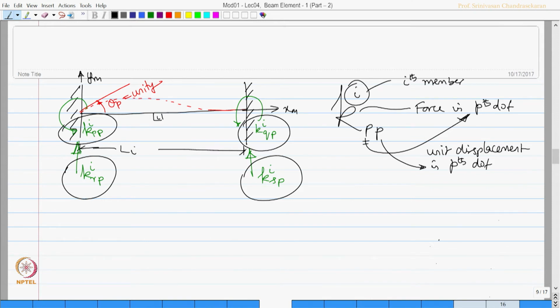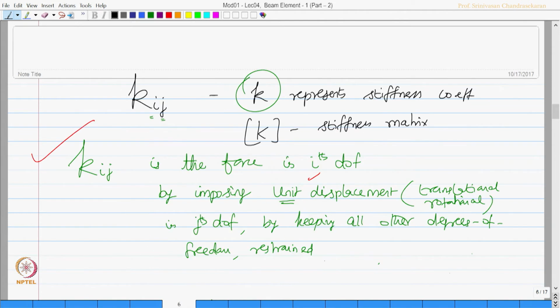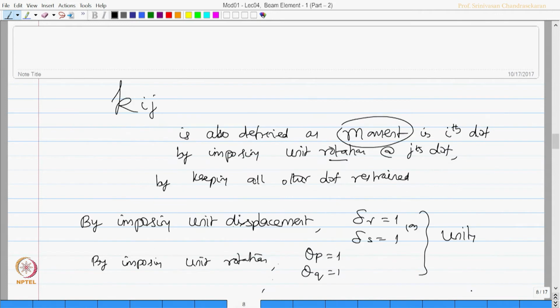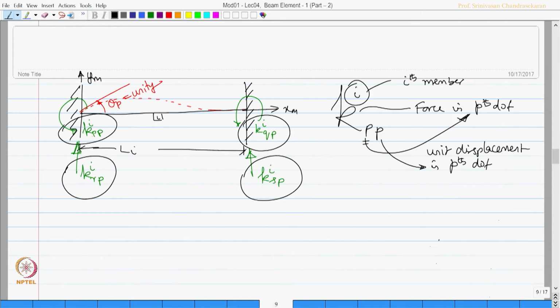How did we get this PQRS? Please look at this convention. PQRS are what we have already taken. The rotation is called as P and Q, and the displacements translational are called as R and S. So, I am using the same thing here. This is P and P, Q and P, R and P, S and P.